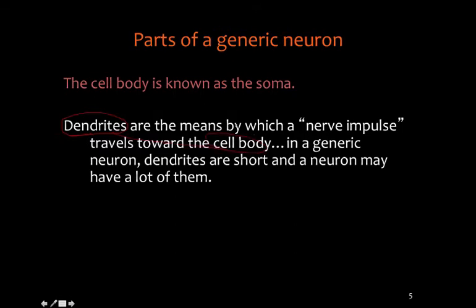All right, and so the information that's traveling through and across the neuron, for lack of a better word for the moment, we're just going to call it a nerve impulse.